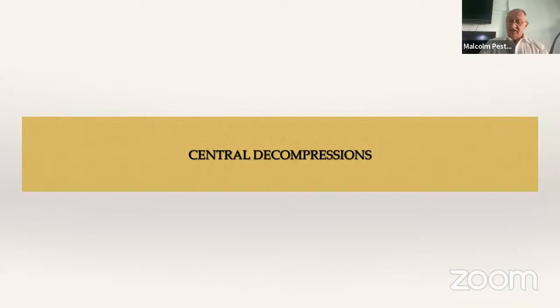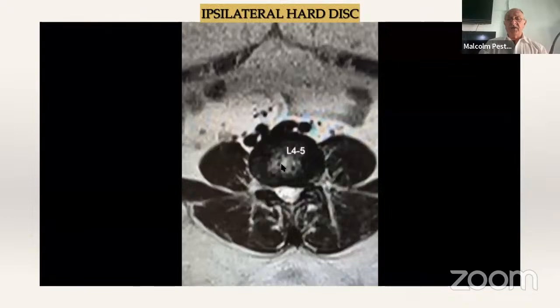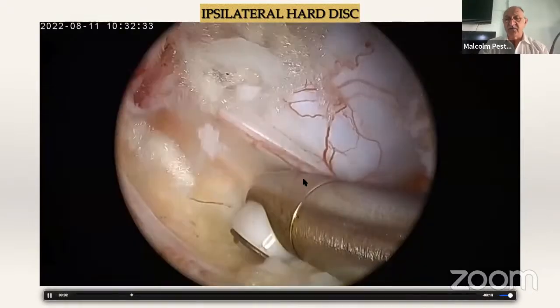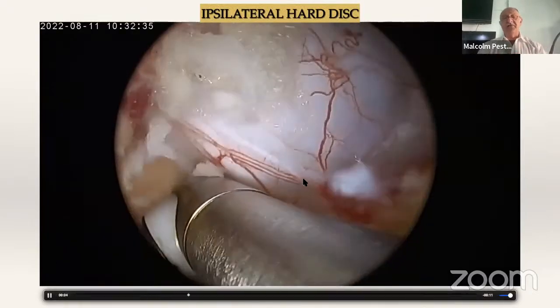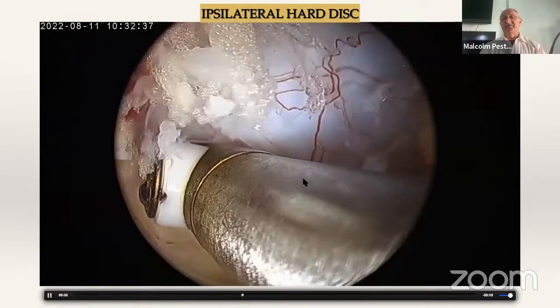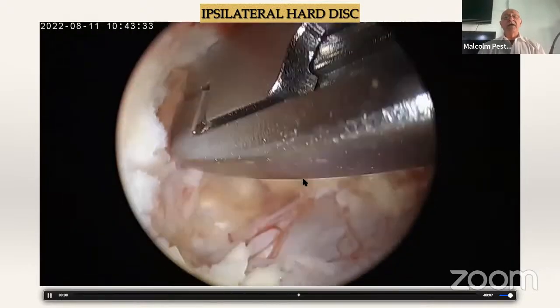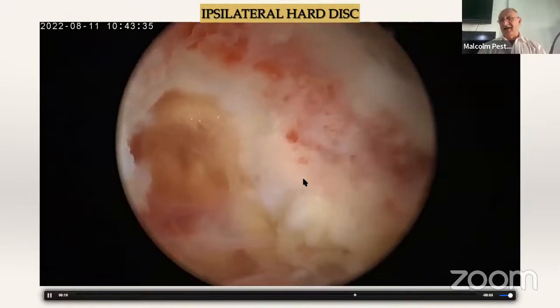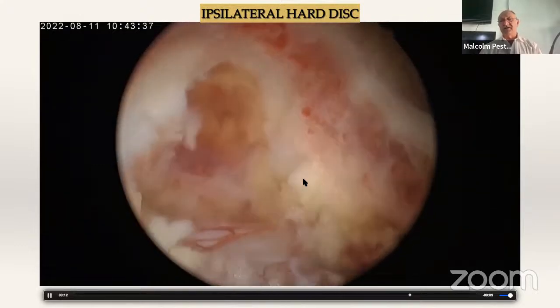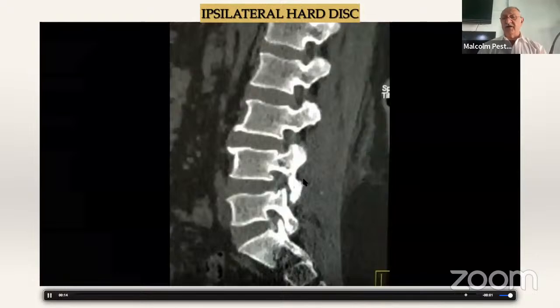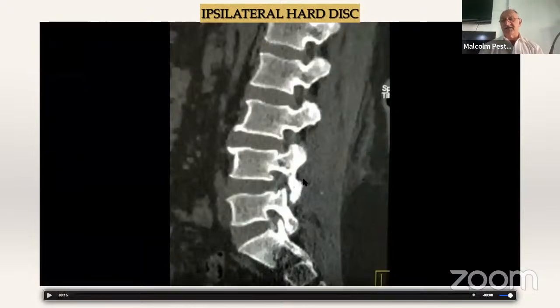Central decompressions, yes. Here you see this patient over here. He's got a unilateral, one-sided, very tight foramen. I go inside, I find a very hard disc. I undercut on my side. I've done a switching of portals. I've gone on the opposite side of the patient. I've undercut, freed the exiting nerve root. You can see the postoperative CT scan, but all this has been done from within.